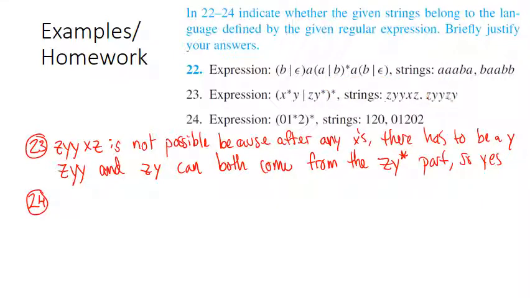All right, and then for 24, let's look at that. So we have 0, 1 star, 2, and then that's being starred. So that's basically you have a 0 and then any number of 1s, including 0 1s if you want, and then a 2, and then you can just repeat that as many times as you want. So looking at this first string here, I think definitely no. They all have to start with 0 and end with 2, right? So 1, 2, 0 is not possible because it doesn't even start with a 0.